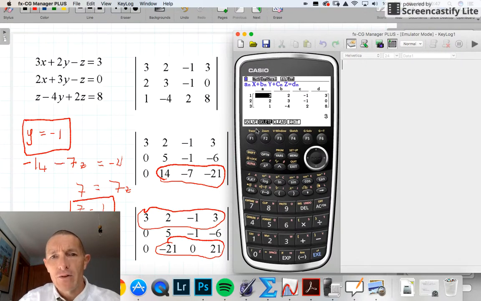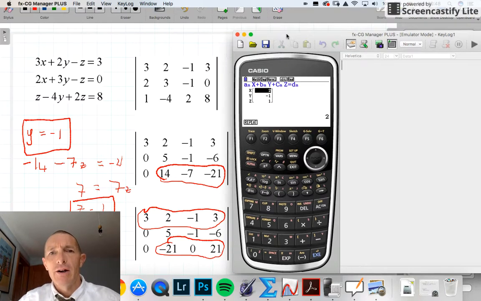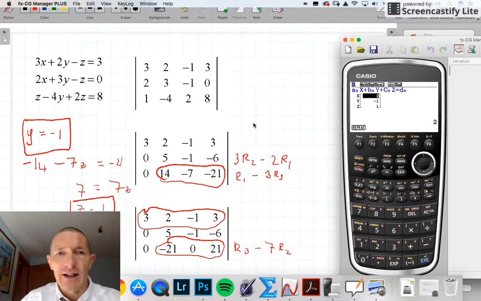And if I press solve, by the way, if I just come out of here, I actually got there by doing simultaneous equations, 3 unknowns, and I entered it. And press solve, x is 2 down there, y is minus 1, and z is 1. But I do need to know how to do these without a calculator as well.